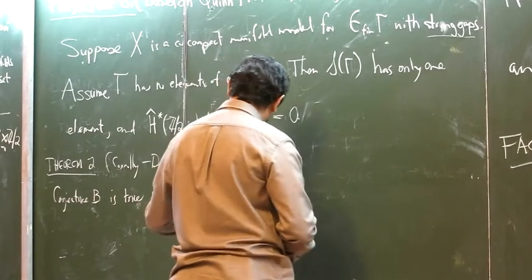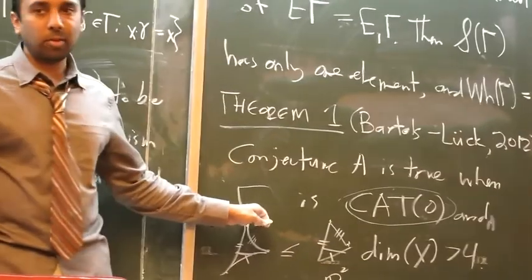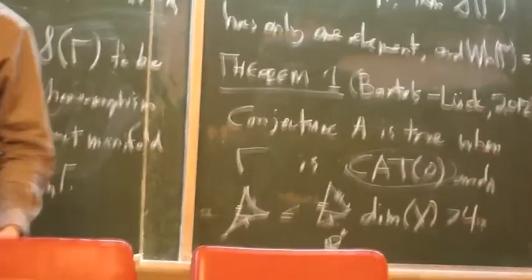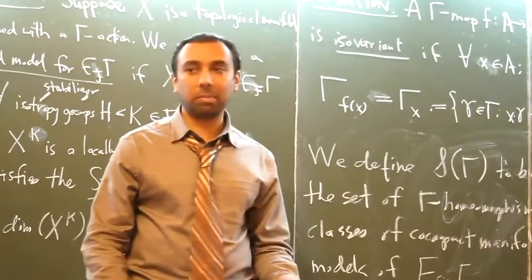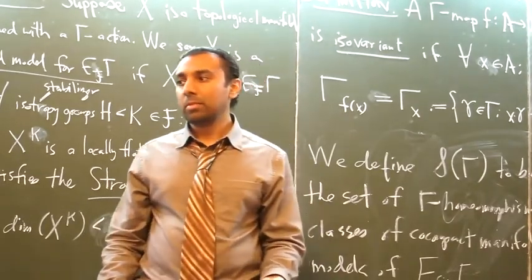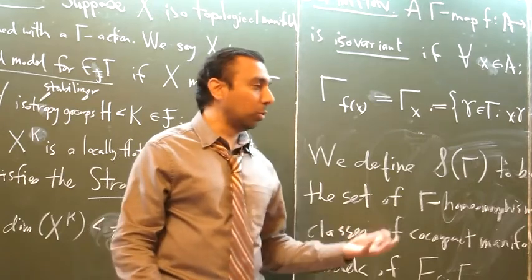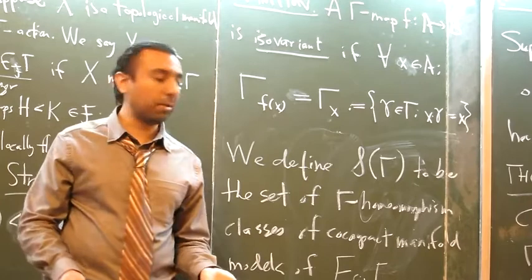So gamma is CAT(0). For the group to be CAT(0) means there is a complete finite dimensional CAT(0) metric space on which gamma acts properly. That's what it means for the group. So it could be, for example, its Cayley graph or anything. It doesn't matter. So the group to be CAT(0).